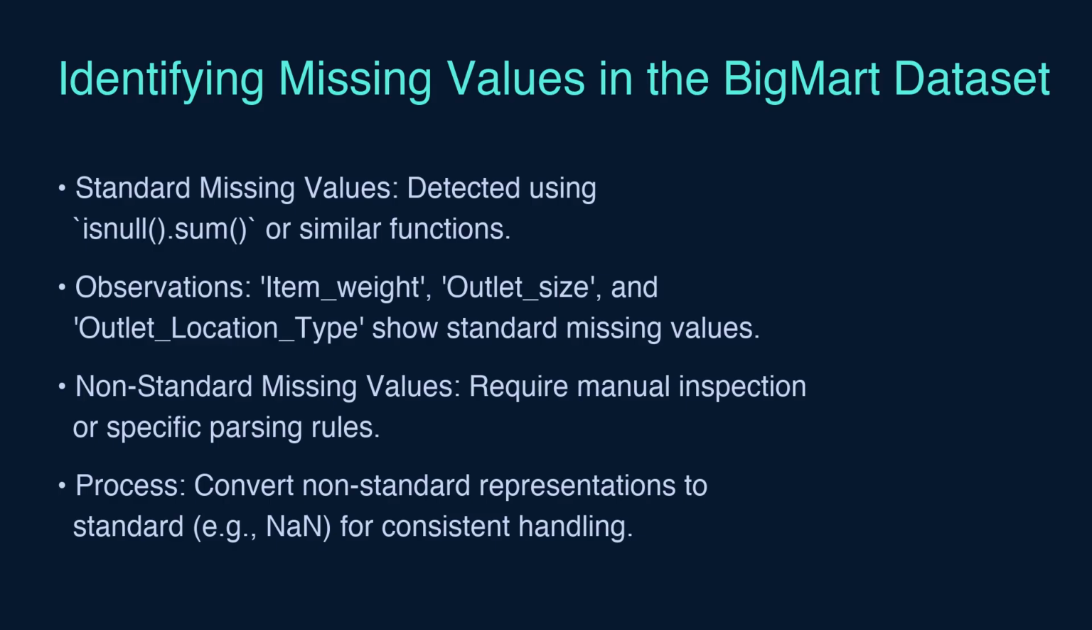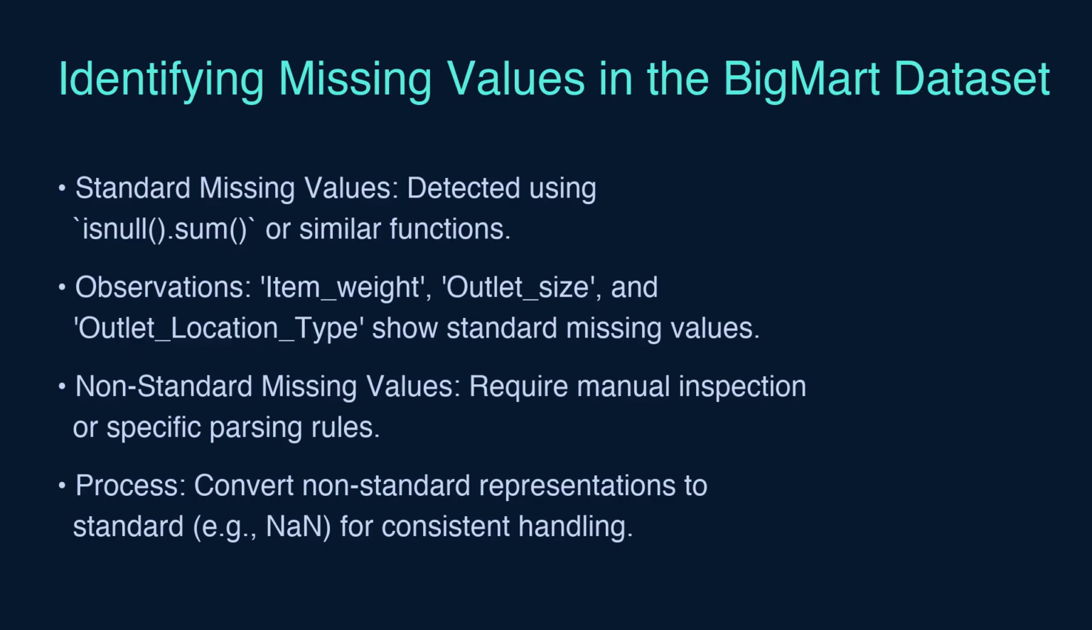Let's apply this to our Big Mart dataset. When we perform a basic check for missing values using a common function like df.isnull().sum(), we can quickly identify columns with standard missing values. In our Big Mart data, we observe that item_weight, outlet_size, and outlet_location_type are indeed reported as having missing entries. These are the values that pandas automatically recognizes as missing.